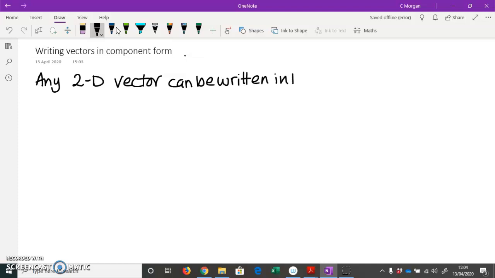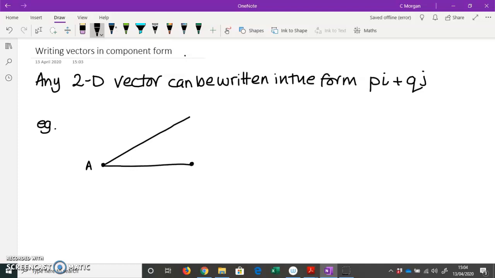So any 2-dimensional vector can be written in the form p lots of i plus q lots of j. And that's just a convention. And for example, if I had a vector going from A to B, I'm just going to write B there, so the vector A to B, and B is going to C. Let's say that B to C is that vector there.